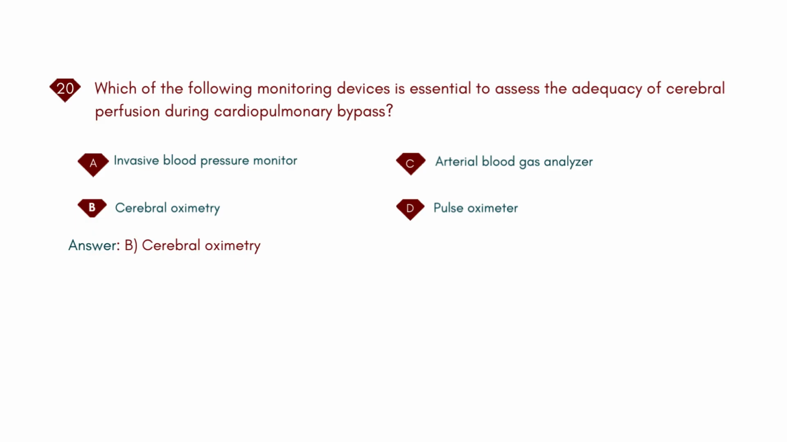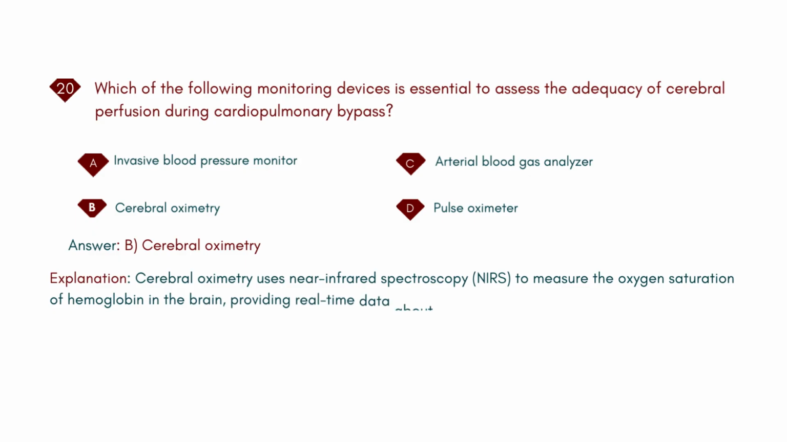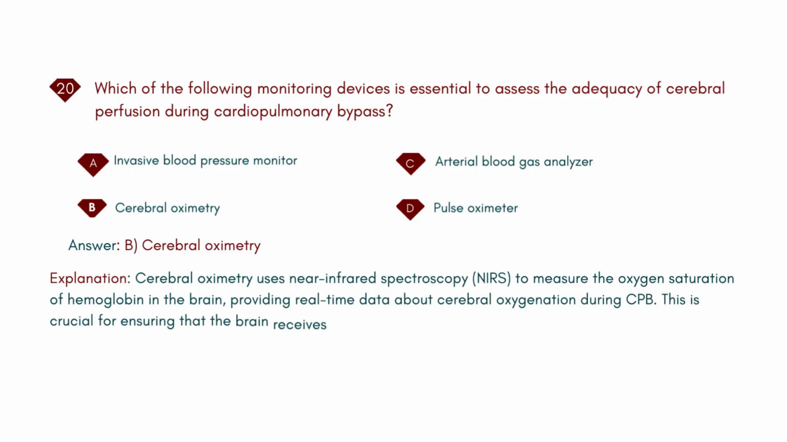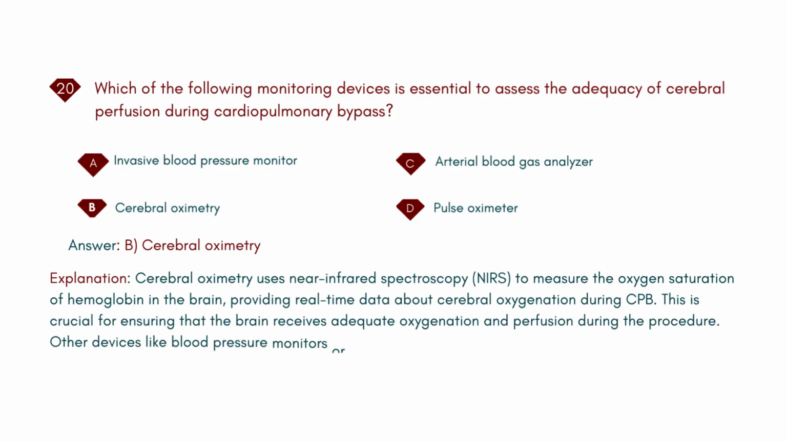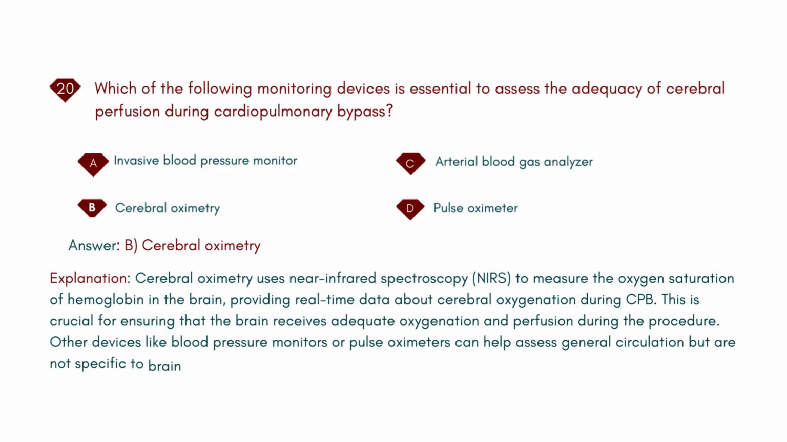Cerebral oximetry. Explanation: Cerebral oximetry uses near-infrared spectroscopy, NIRS, to measure the oxygen saturation of hemoglobin in the brain, providing real-time data about cerebral oxygenation during CPB. This is crucial for ensuring that the brain receives adequate oxygenation and perfusion during the procedure. Other devices like blood pressure monitors or pulse oximeters can help assess general circulation but are not specific to brain perfusion.